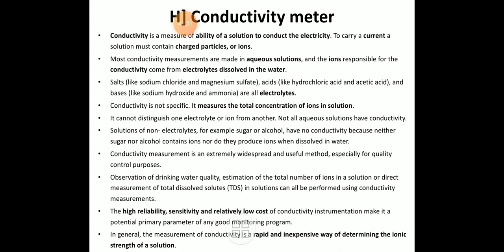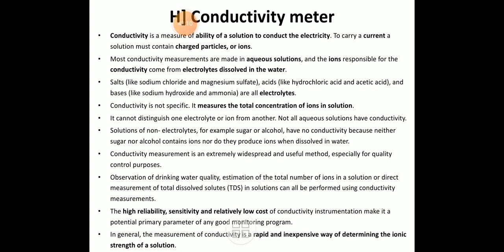Whenever there is 0.8 decisiemens per meter, that is nothing but the 5% saline, or we have to say the electrical conductivity of that one, isn't it? Here conductivity is a measure of the ability of a solution to conduct electricity. To carry a current, a solution must contain charged particles or ions. Most conductivity measurements are made in aqueous solution, and the ions responsible for the conductivity come from the electrolytes dissolved in the water.